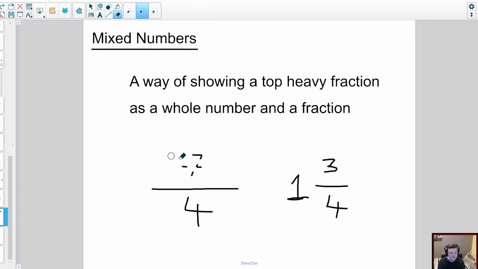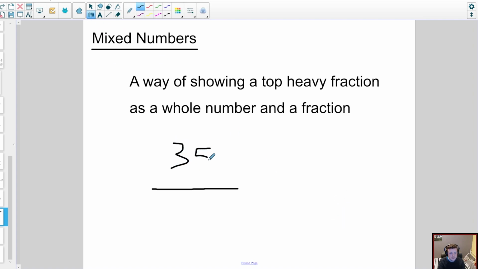Another one, just to keep practicing this because it's a skill that you need to develop. Let's say we're going to do eighths now. And I'll do a number that's not going to be a number of 1. Let's say we've got 35 out of 8. Well, how many times does 8 go into 35? Well, the answer is 4. 4 eighths are 32. So what's left over is 3. So what we have is 4 and 3/8.